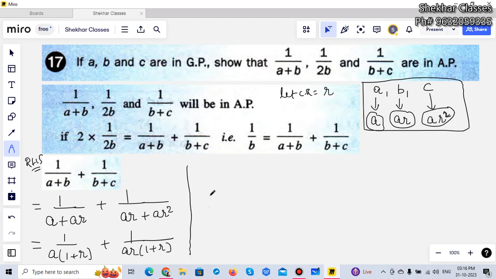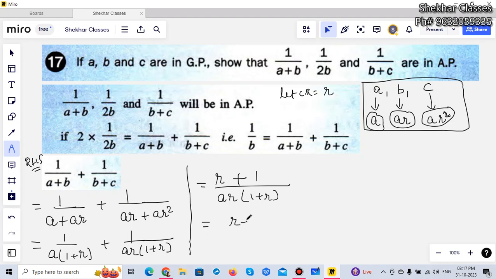Now I will further solve it. If I take the LCM, it will be AR into 1 plus R. Now if I divide this by the denominator of the first fraction, what do we get? R only. So write R. Now this is a plus. Then if we divide this by this one, I will get 1 only.